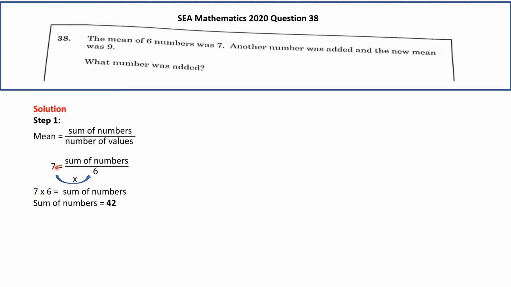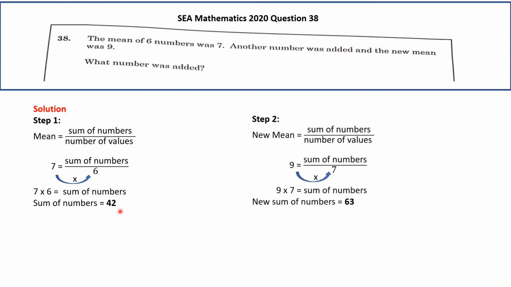So when we replace the values, the mean is 7 because it told us that in the question. We don't know what the sum of numbers is, but we do know that it was 6 numbers that they had divided by, so we put 6 here. So the same formula I said in the tip just now, which is mean multiplied by your number of values to give you the sum of numbers. We say 7 multiplied by 6, so that means the sum of our numbers is 42.